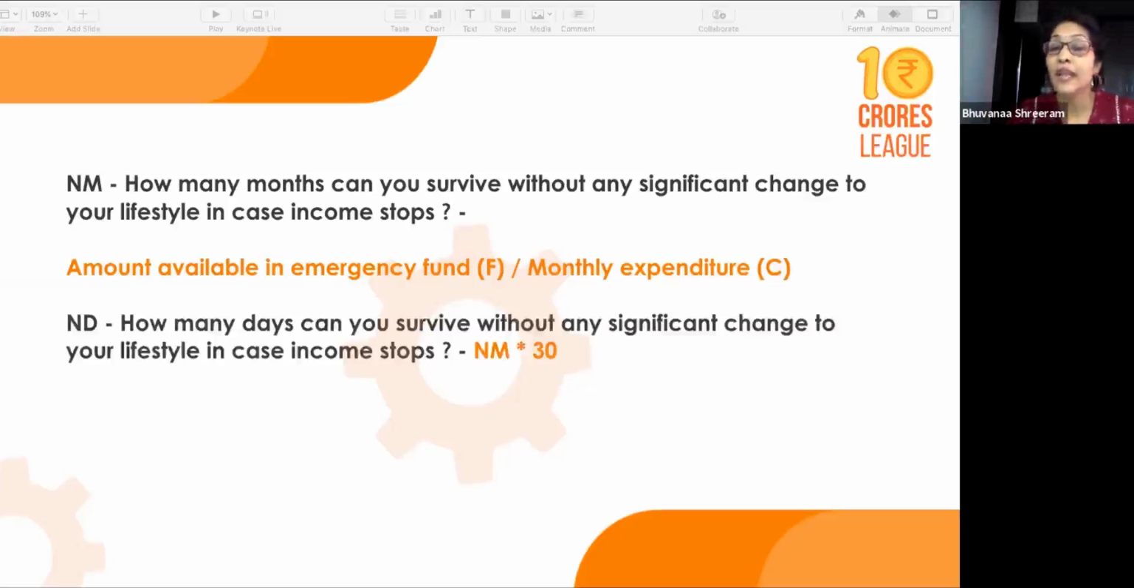So in terms of days, what does that mean? How many days? So the number that you found just now into 30. How many days can you survive without any significant change to your lifestyle in case income stops? This is a chance for you to take stock of an important part of your financial health. It's like checking your BP, checking your blood sugar levels. You're checking how many months or days you can survive without any significant impact on your lifestyle in case income stops.